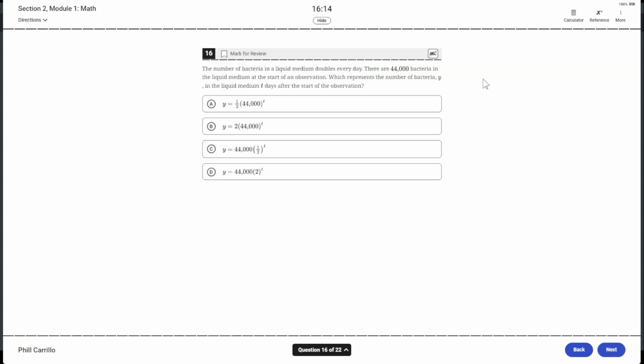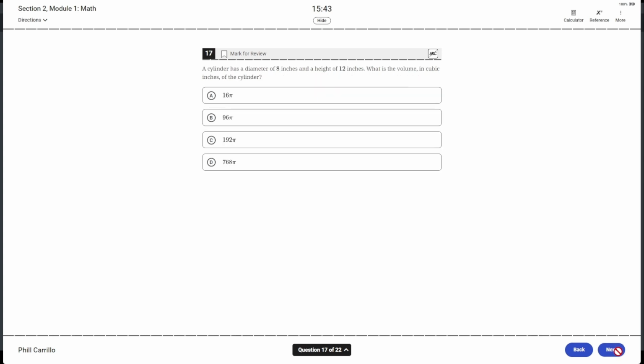Okay, the number of bacteria doubles every day. So this is exponential, and the base is 2. It's D, right? I don't even have to read it because this base is 2, this base is half. A and B are just ridiculous. So it's usually between C or D, but since it doubles, the base is 2. If it said half, it would be C. But anyway, let's move on.